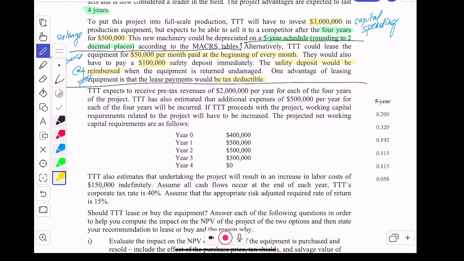Okay, so let me highlight some of these things. This is revenue. This is revenue. This is expense. And this is net working capital requirements. All right. Okay, added expense.